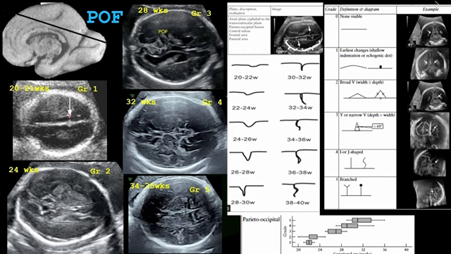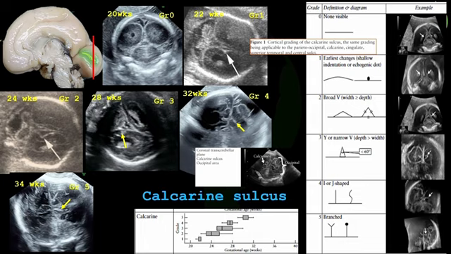Let's move on to the assessment of the parieto-occipital fissure. This fissure is better seen in the axial plane compared to the conventional transventricular plane. The ultrasound images demonstrate the progressive morphological changes of POF with the gestation age. This is the assessment of calcarine sulcus, which is located in the occipital lobe. The plane used for the assessment of this is the coronal transcerebellar plane. The ultrasound image represents the sequential developmental changes of calcarine sulcus across the gestational age.